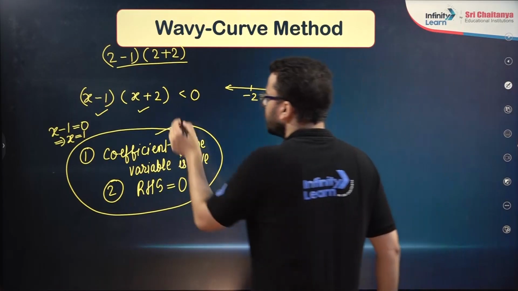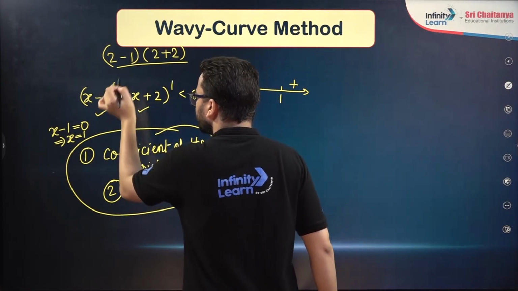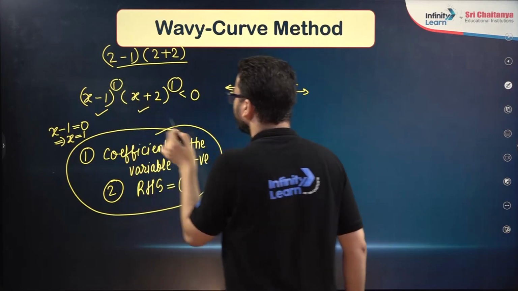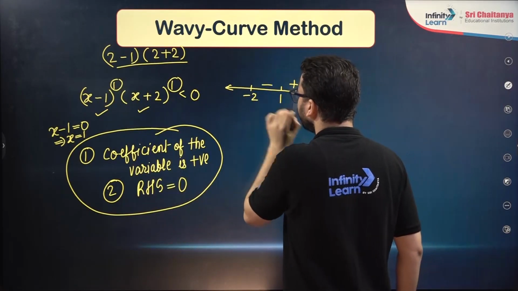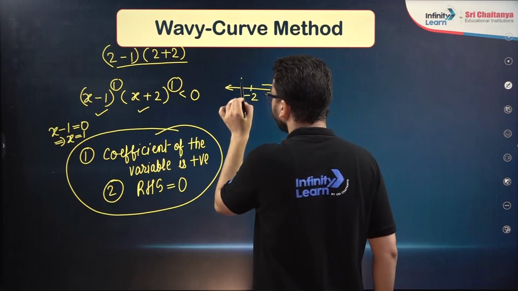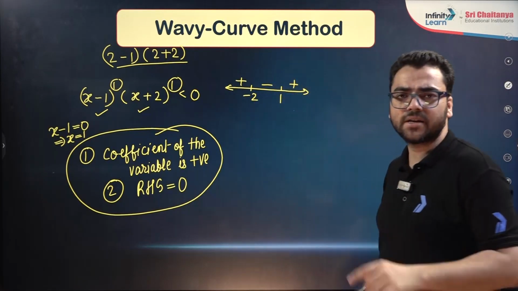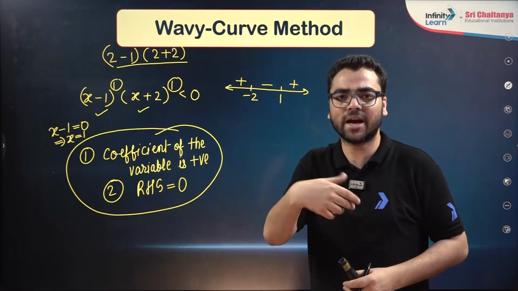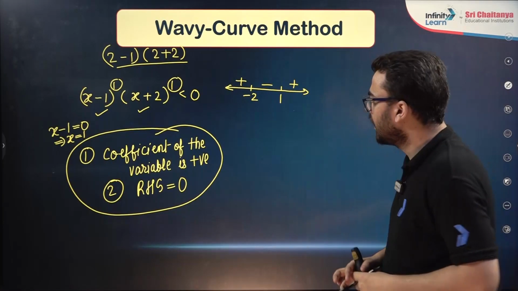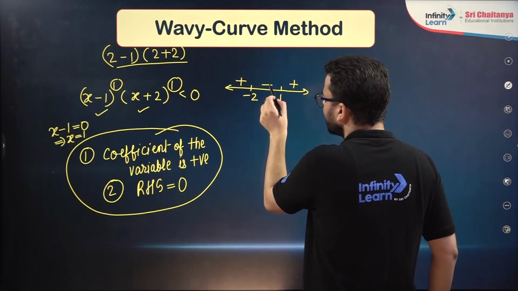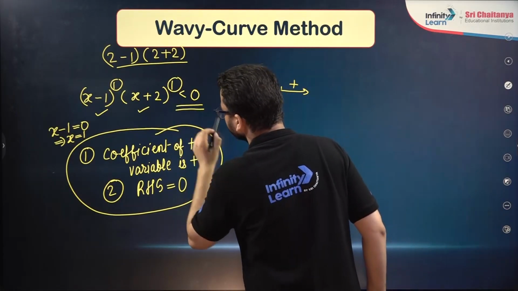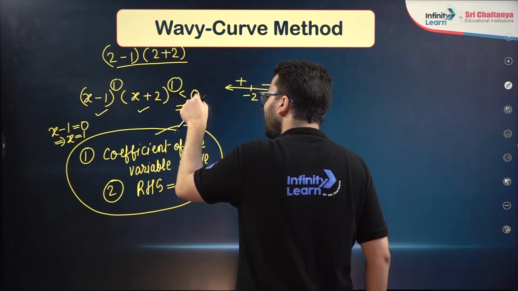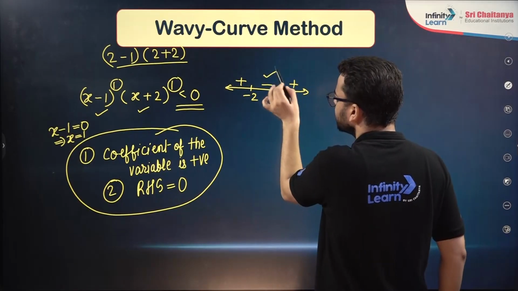Then you have to see the exponents of these polynomials. When there is odd exponent, from plus, this sign will change to minus. When there is odd exponent, sign will change. When there is even exponent, sign will not change. Correct? Now, this is minus and we want this whole expression to be less than 0. So, this region is the solution.